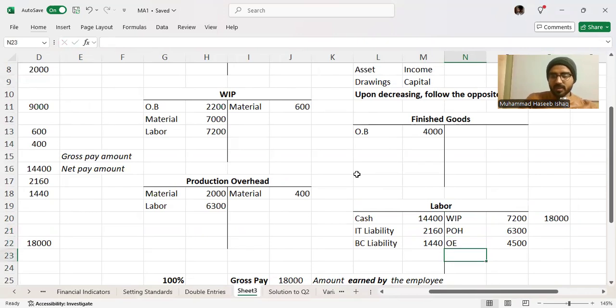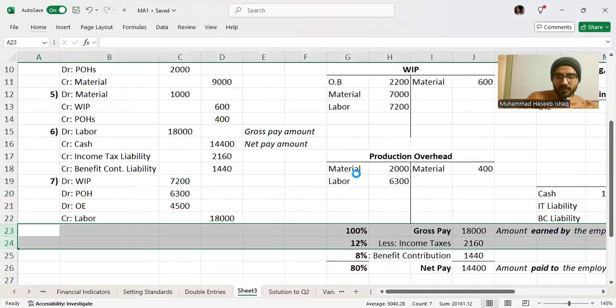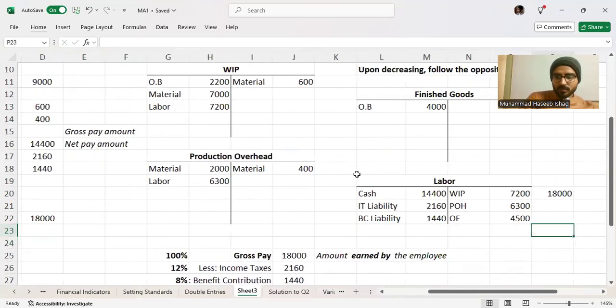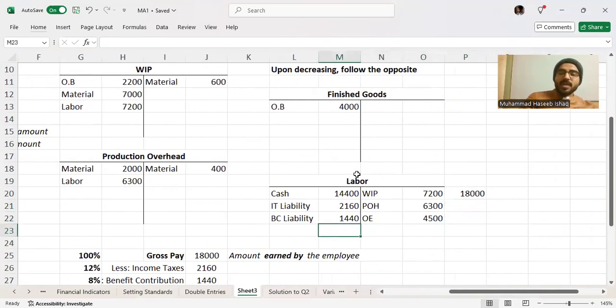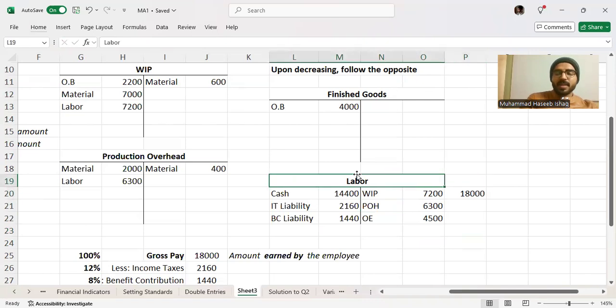Now a very important thing that you have to note is that 18,000 was debited in this account and 18,000 was credited to this account. So this means that this account has now been emptied. Everything that came in has left this account. So you can say that this account is cancelled, right? So this account is now closed for this period if the period has ended.